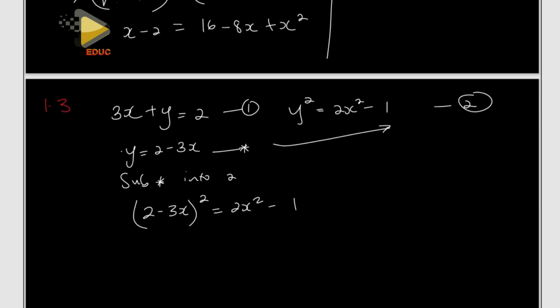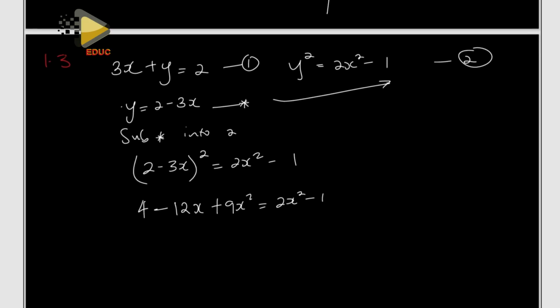And I open this square bracket. It's going to be 4 minus 12x plus 9x squared is equal to x squared minus 1. You can use the FOIL method, alternatively, so that you get that approach correct. We now create the standard equation. Pull everything to the left, so I'll have 7x squared minus 12x plus 5 is equal to 0.